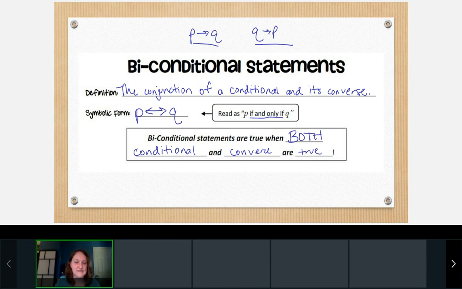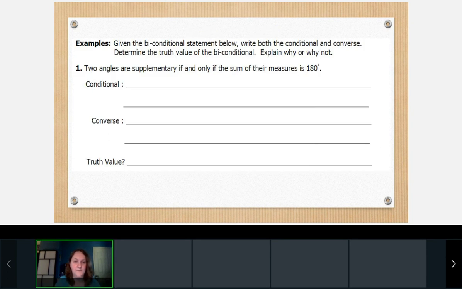Let's practice some biconditional stuff. Okay. In this example, they're giving us the biconditional statement. We're going to pull it apart and write the conditional and its converse. And then we'll determine whether this biconditional is actually true. So what we're going to do is look at our phrase: two angles are supplementary if and only if the sum of their measures is 180.